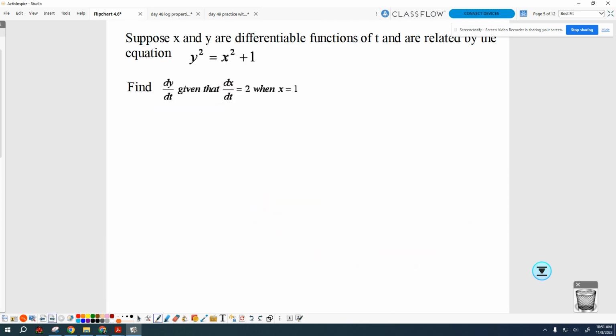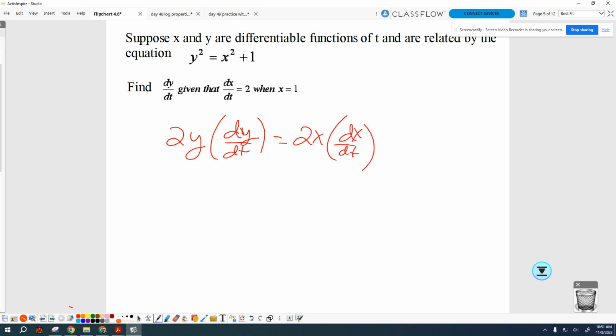So today I actually have a sheet to hand out after we do this part. This is still the same warm-up. What was the derivative of this with respect to t from the warm-up? 2y dy/dt equals 2x dx/dt. Okay, so this is asking you to find how y is changing with respect to time, given dx/dt is 2 and x is 1.